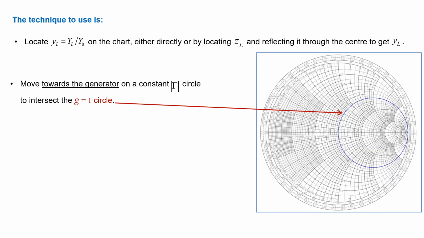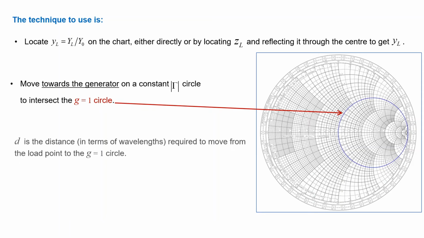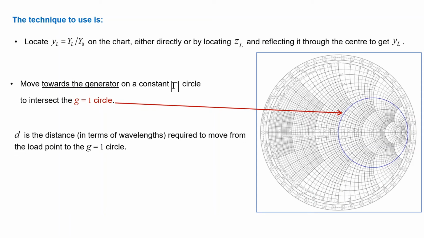Now, of course, once we intersect the G equal to 1 circle, the G value is equal to 1, but we can get the associated B value, which is basically the B value of Ym that we had in the previous slide, directly from the closest B circle to that intersection point. And the actual distance D, in terms of wavelength, required to move from the load point to the G equal to 1 circle, can be found by using an appropriate wavelength scale on the chart, whichever is suitable.